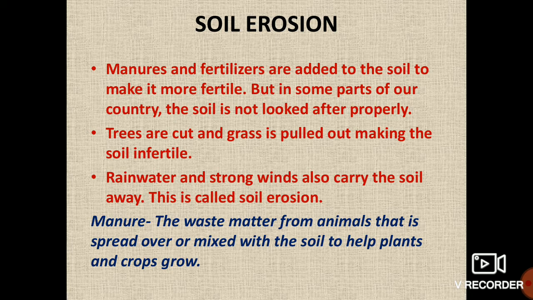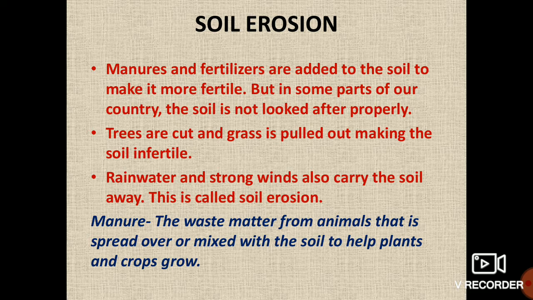Now, soil erosion. Manures and fertilizers are added to soil to make it more fertile. But in some parts of our country, the soil is not looked after properly. Sometimes trees are cut, the grass along with the roots is pulled out, making the soil infertile. Rainwater and strong winds also carry the soil away. So this is called soil erosion, when the fertile soil is carried away by rainwater and strong winds.